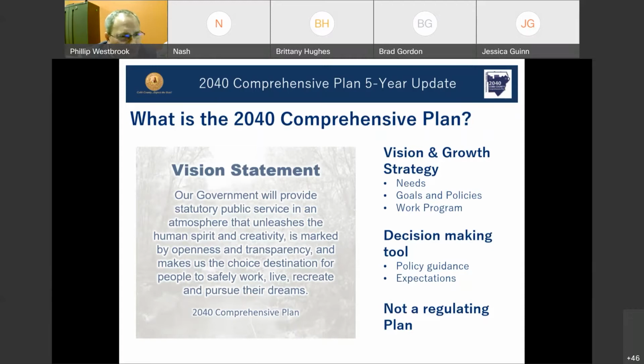While the comprehensive plan is all those things, there is one thing that it is not. It is not a regulated code or a regulated plan. It is only one of many tools that help guide decisions about the future of Cobb County.